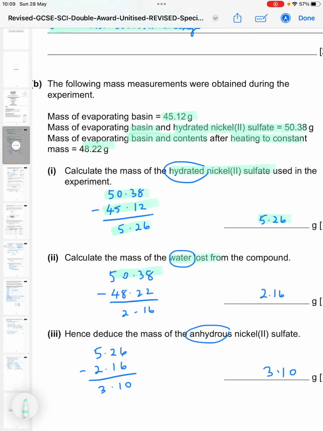And then what is the formula of the hydrated magnesium sulfate? We've got 1 to 7 ratio, so MgSO4.7H2O. And it says anhydrous copper sulfate can be used to test for water. State the colour change that would be obtained: going from white to blue.